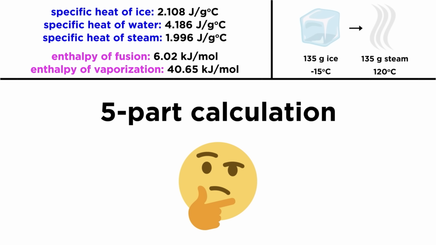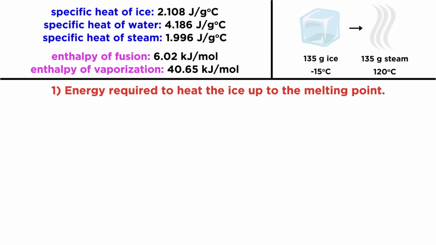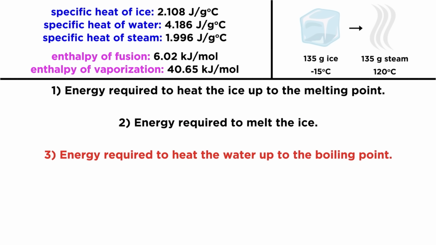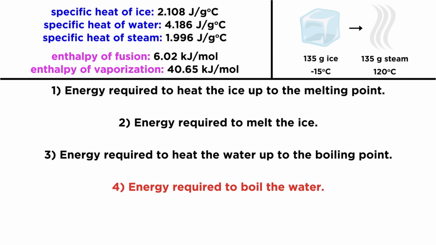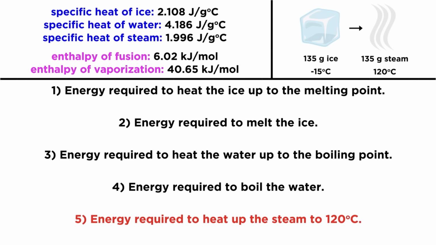To do this, we will need to break up the calculation into 5 parts. First, the energy needed to heat the ice up to the melting point, and then the energy needed to melt the ice. Next, the energy needed to heat the water up to the boiling point, and then the energy needed to boil it. Lastly, the energy needed to heat up the steam to the final temperature. Let's find these 5 values one at a time.